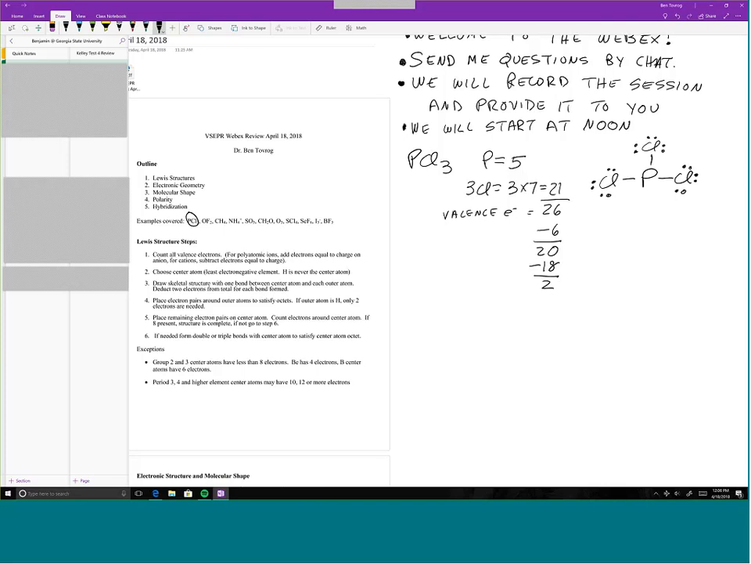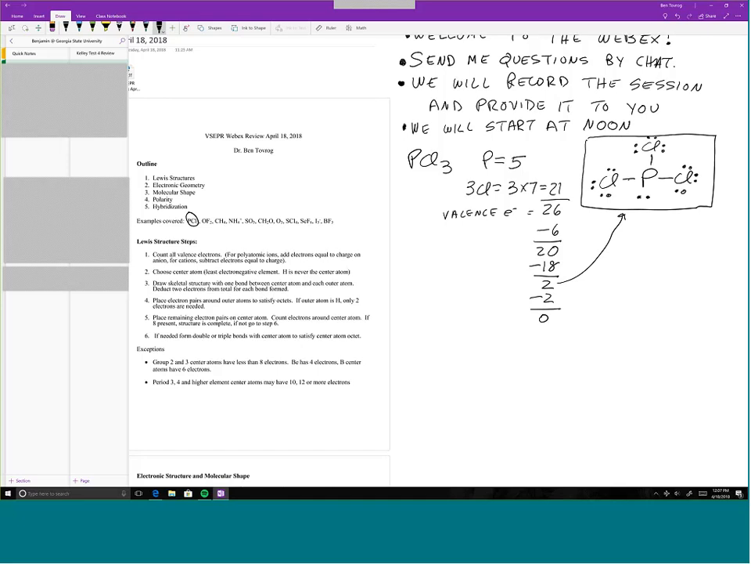And step 5 says place remaining electron pairs on the center atom. So those 2 electrons will go right here on the phosphorus. And at that point, we have run out of electrons. It also says count the electrons around the center atom. If 8 are present, the structure is complete. So yes, we have our 8 electrons around the phosphorus by virtue of 2, 4, 6 in the 3 single bonds, 7, 8 from the lone pair. So there is our Lewis structure of PCl3.